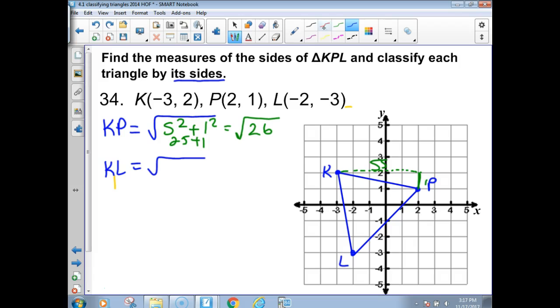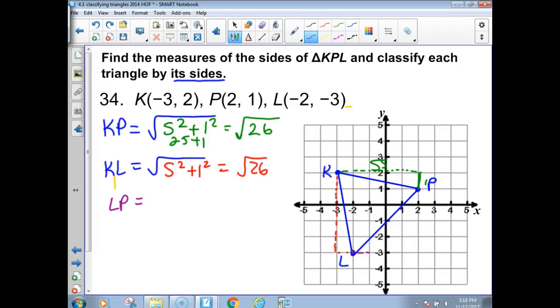Square root of. All right, now I'm going to count from K to L. It doesn't matter which one you do first. We're not trying to do slope. I'm just going to see what this is and what this is. 1, 2, 3, 4, 5, and 1. 5 squared plus 1 squared. It doesn't matter if you do the x part, the horizontal part, first or second. That's going to give you the same answer, isn't it? So right now I know it's isosceles, but I still need to figure out the distance from L to P.